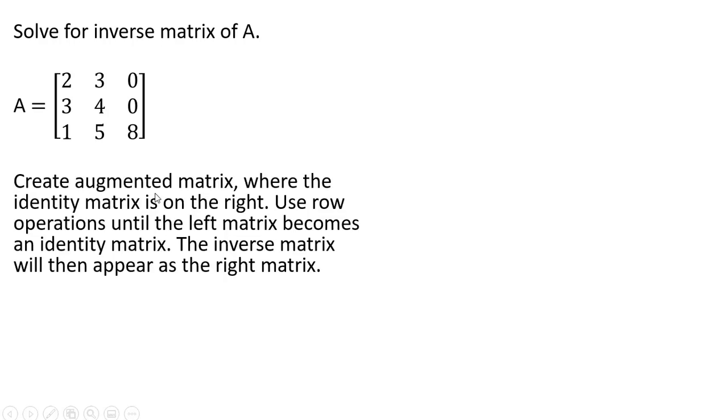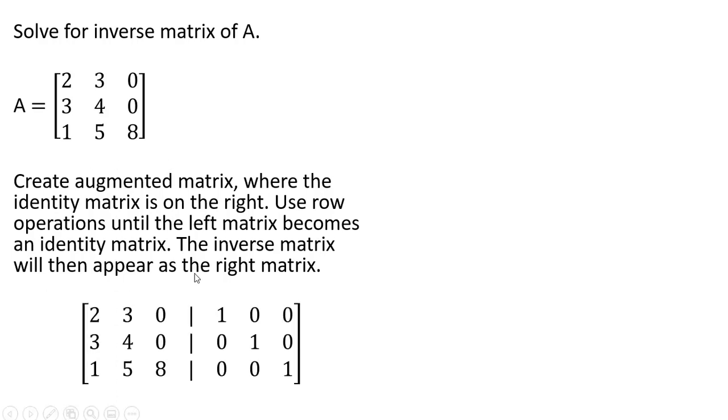And the way we're going to do that, we're going to create an augmented matrix where the identity matrix is on the right and use row operations until the left matrix becomes an identity matrix. The inverse matrix will then appear as a right matrix. So again, to set this up, we're going to create an augmented matrix where over here on the right we have the identity matrix. We got ones along the principal diagonal, zeros everywhere else. Here's matrix A. What we're going to do is try to turn matrix A into an identity matrix by using row operations. And once we do that, what we have over here on the right hand side will become our inverse matrix.